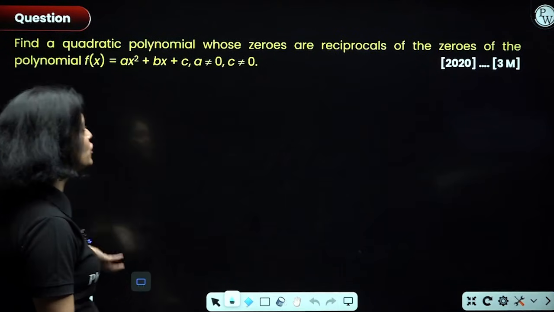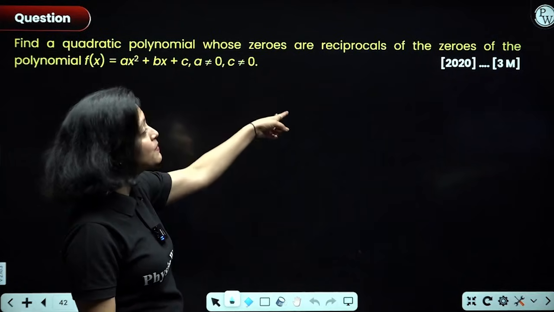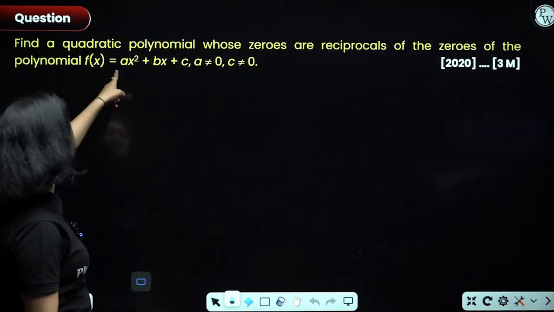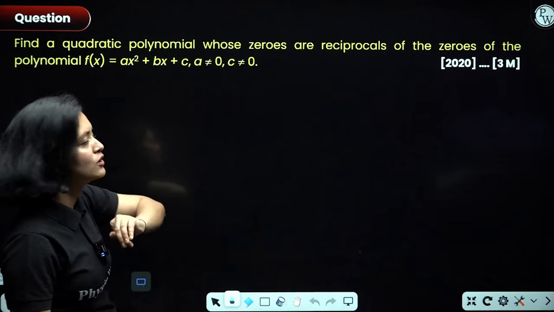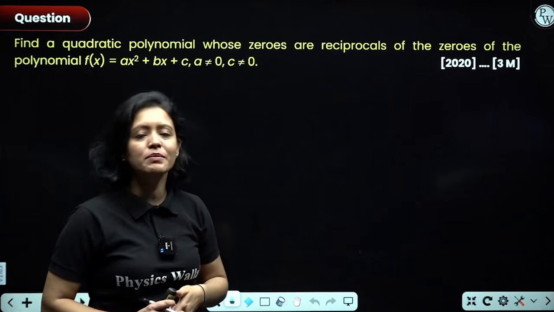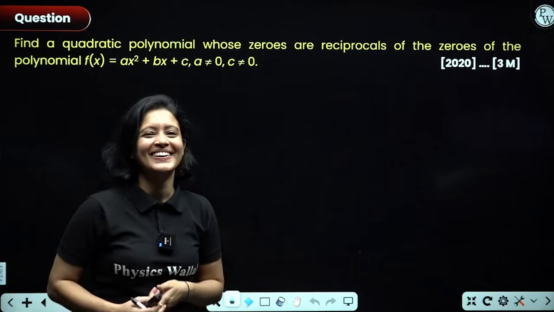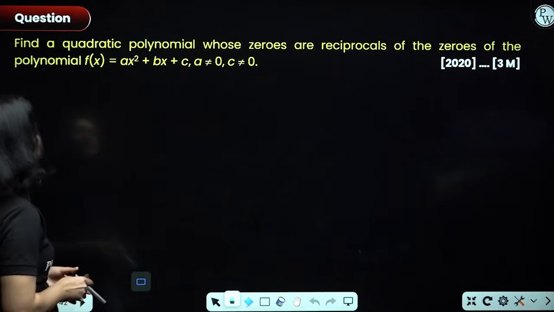Find a quadratic polynomial whose zeros are reciprocals of the zeros of the polynomial f(x) = ax² + bx + c, where a is not equal to 0 and c also is not equal to 0. A 3-marker question and a good one at that. Okay, so let's see how to do this.